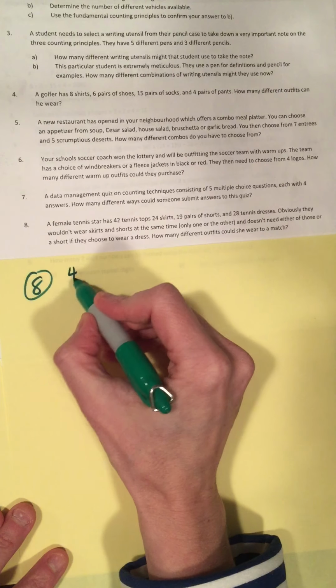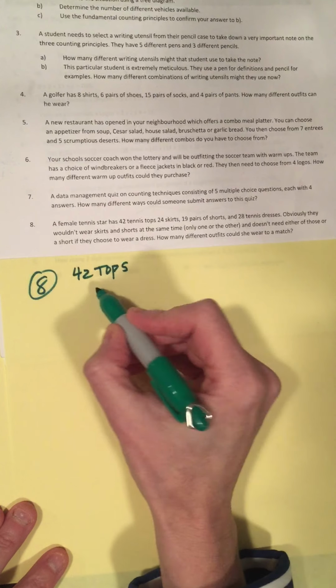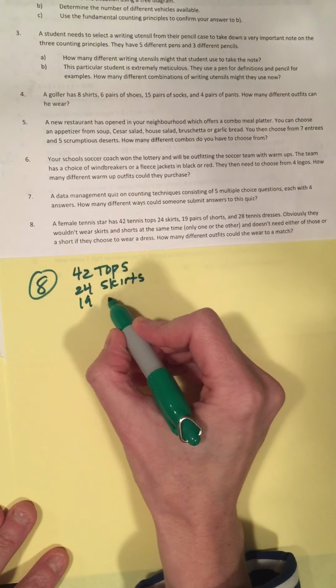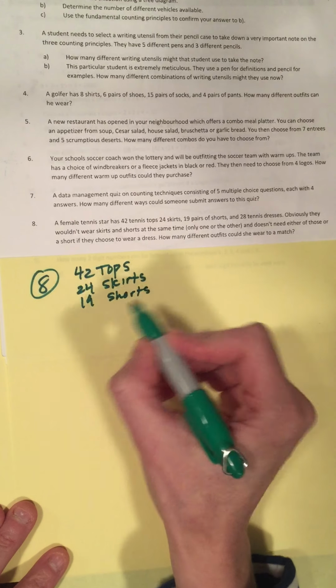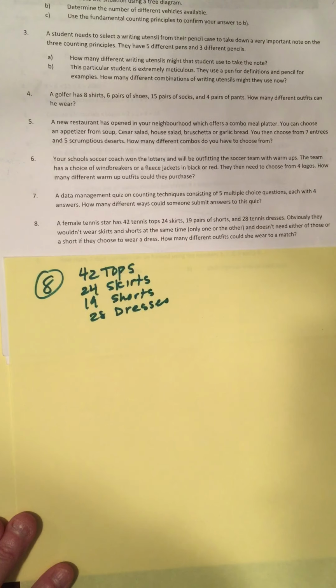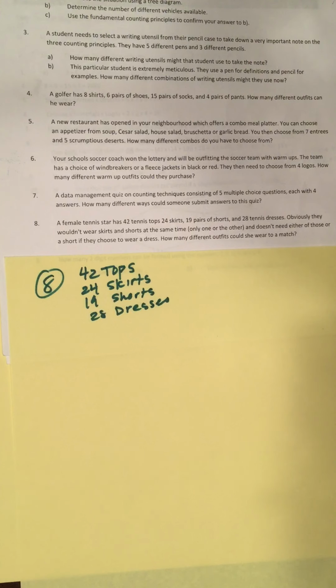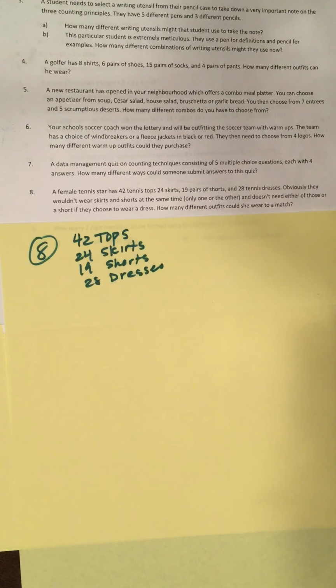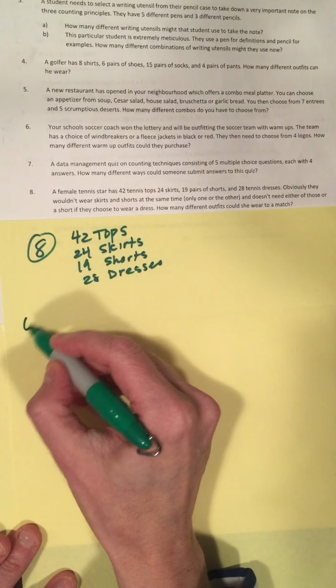If we look at 8, it says a female tennis star has 42 tops, 24 skirts, 19 shorts, and 28 tennis dresses. Obviously, they wouldn't wear a skirt and shorts at the same time, only one or the other. And it doesn't need either of those or shorts if you're choosing to wear a dress. How many different outfits?